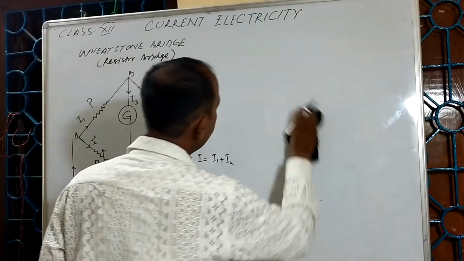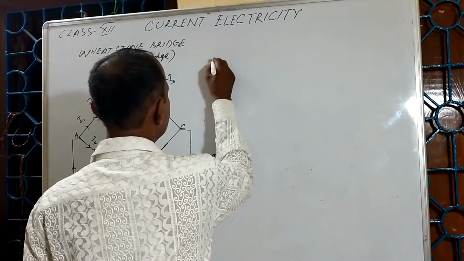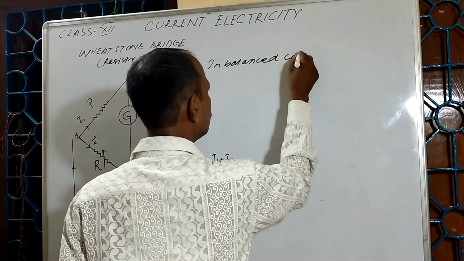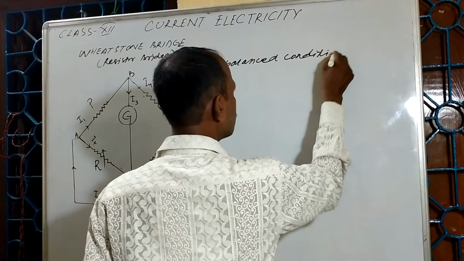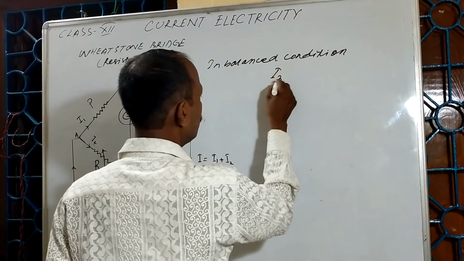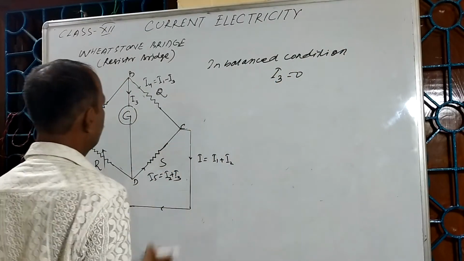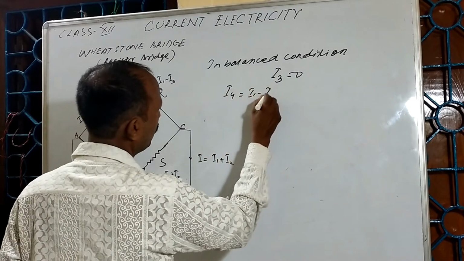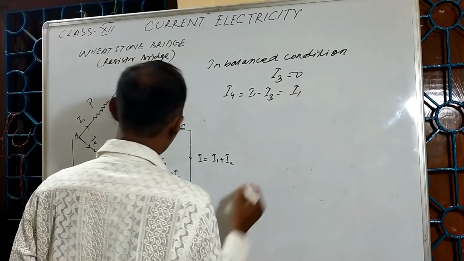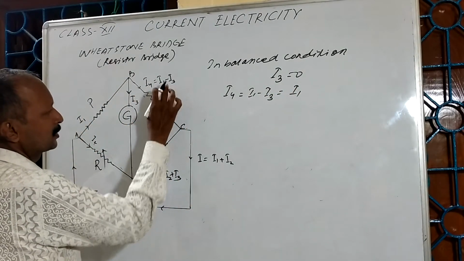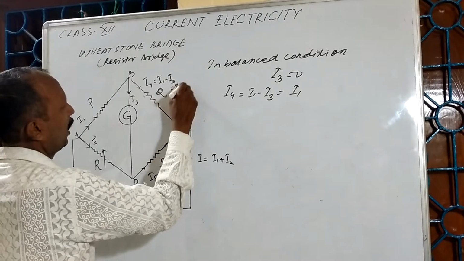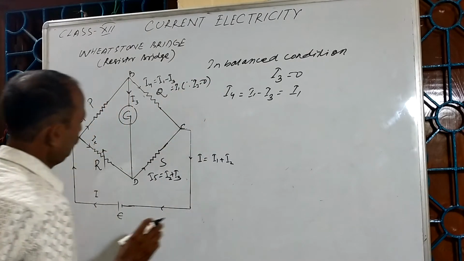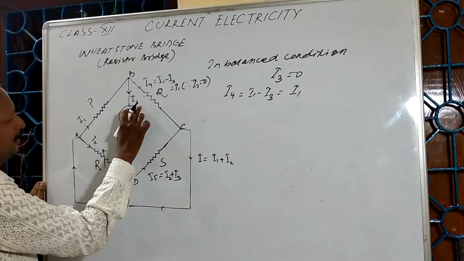So I can say that in balanced condition, I3 is equal to 0. If I3 equals 0, I can say that I4 is equal to I1 minus I3, which is equal to I1. That means I4 becomes I1 since I3 is equal to 0.